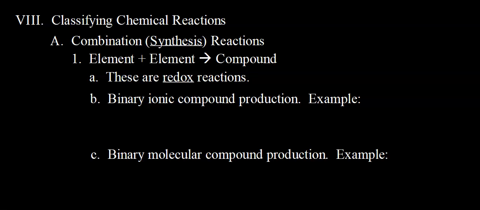So that is your key. Two things combine, usually to form one thing. Sometimes it could be two elements reacting to form a compound. In this case, these are redox reactions. So the elements that are reacting, one of them is oxidized and one of them is reduced. So let's take a look at the formation of a binary ionic compound via a synthesis reaction.